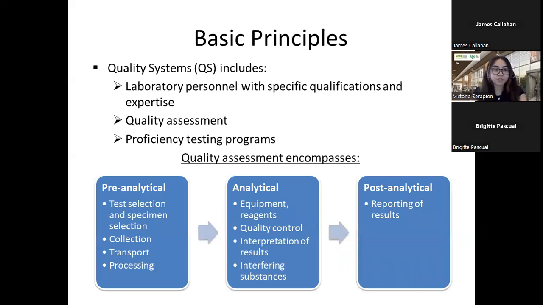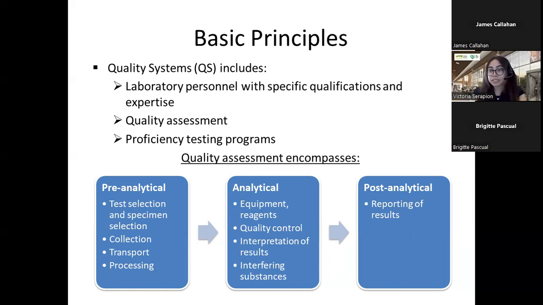For these reports, there are basic principles to keep in mind. So QS, also known as quality systems, is a term defined in the Clinical Laboratory Improvement Amendments, which refers to all policies, procedures, and processes required to achieve quality and reliable testing in order to provide safe and effective care. So to meet the standard, we should have laboratory personnel who are trained within the scope. We need quality assessment, and then we'll also need proficiency testing programs.